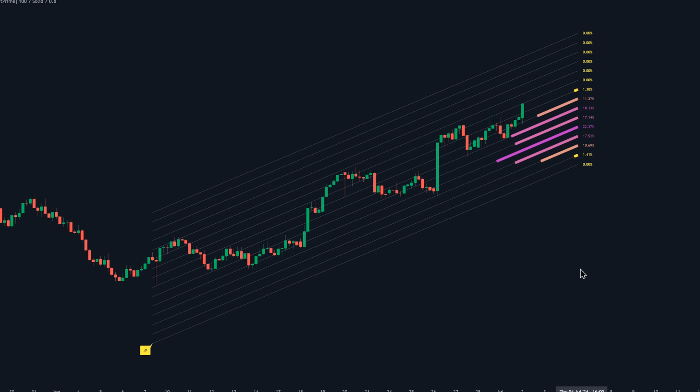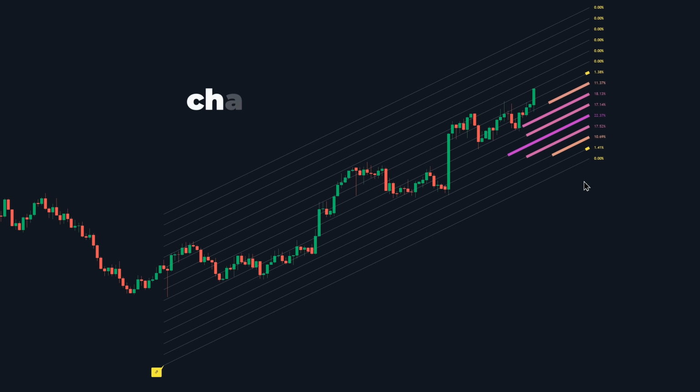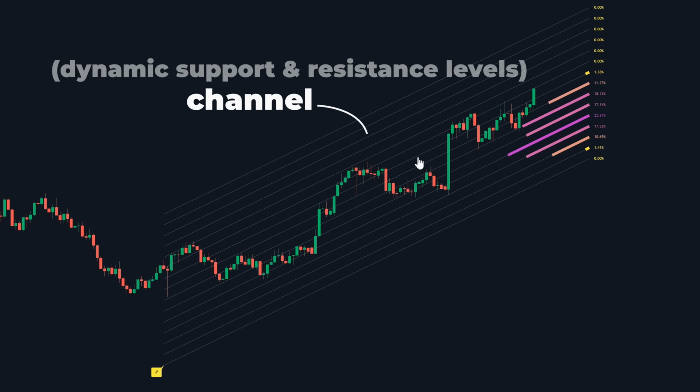So, looking at the indicator on your chart, you'll see a few key things. First, there's the channel itself, made up of these lines. These lines act like dynamic support and resistance levels based on the current trend calculated by linear regression. You might see price react strongly when it reaches these outer channel lines.